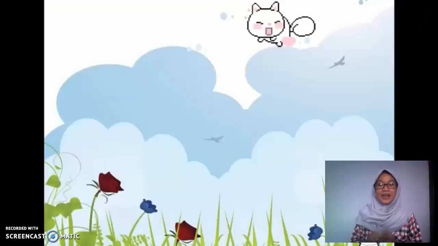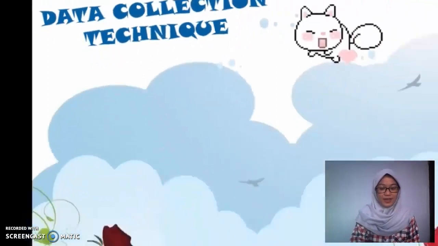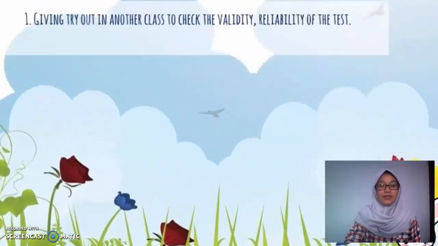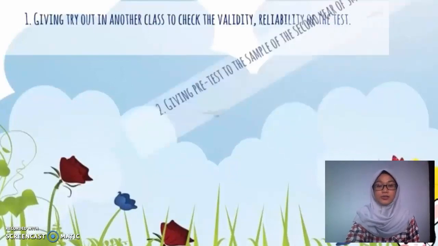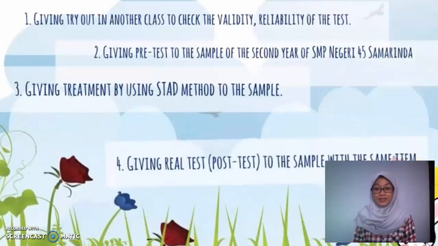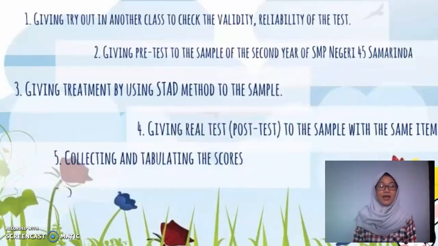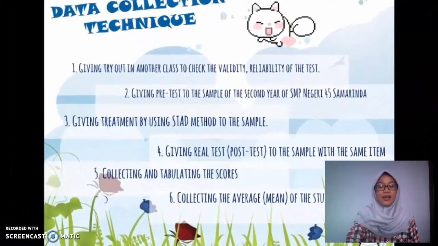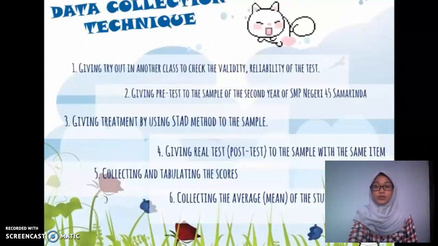Well, this is my turn, and I will continue the previous presentation delivered by Arien. This part is about data collection technique. The first technique is giving a tryout in another class to check the validity and reliability of the test. Next is giving the pre-test to the sample of the second years. After the pre-test, giving treatment and giving the post-test. After that, collecting and tabulating the scores, then collecting the average or mean of the student scores.